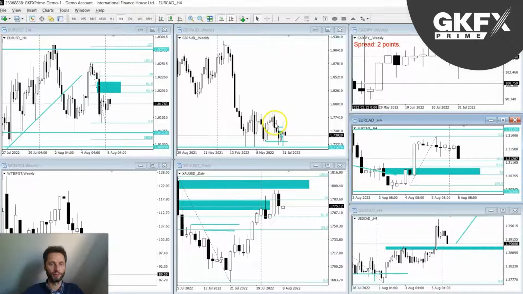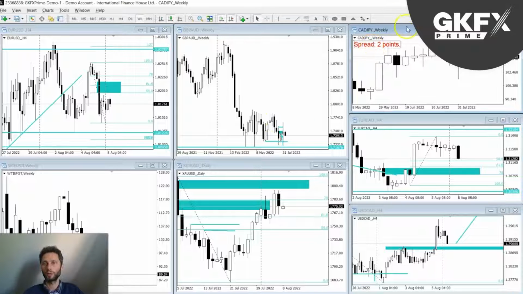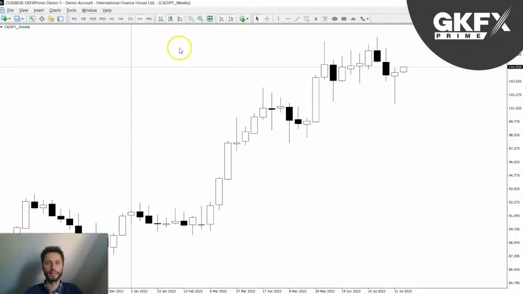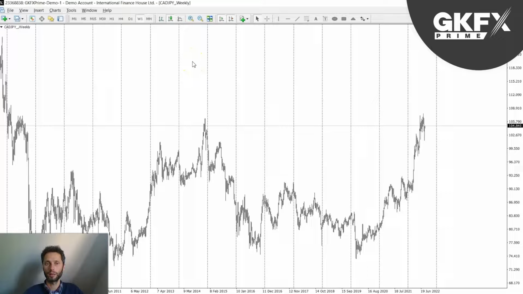That's the EURCAD here for you. Let's move on to the next one. Let's go to CAD Yen. Okay, CAD Yen here again. Not the easiest one to analyze, not the easiest one to see.